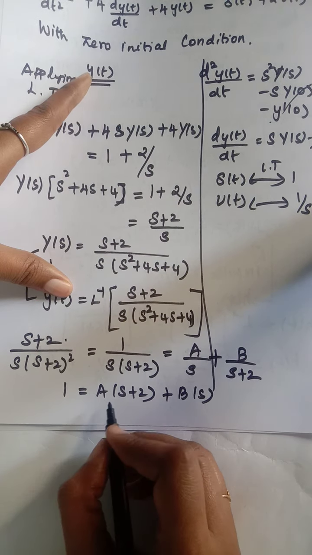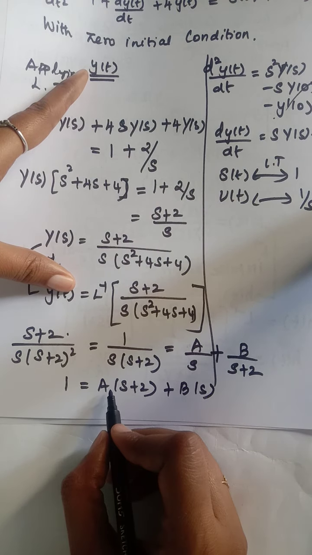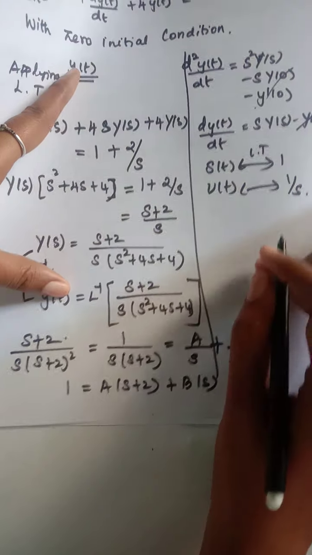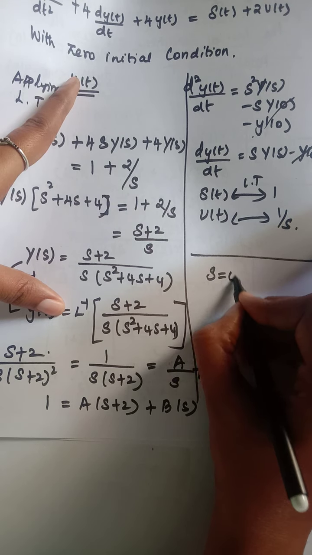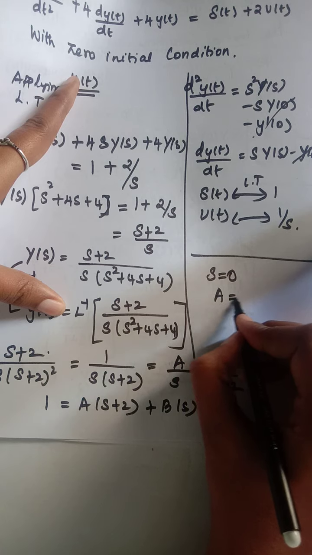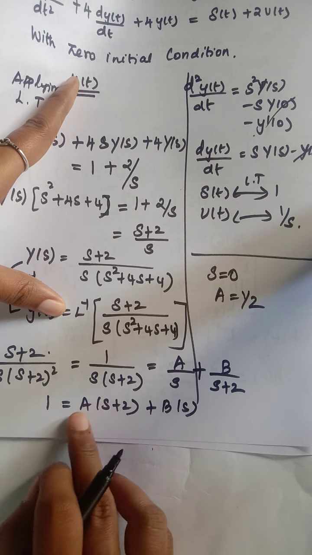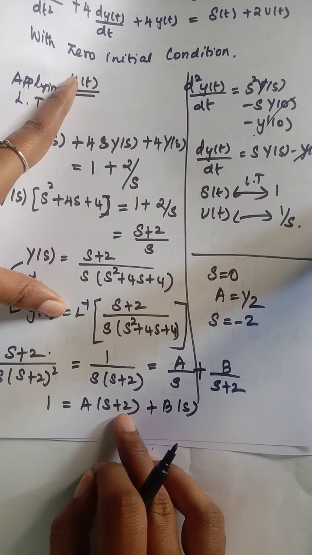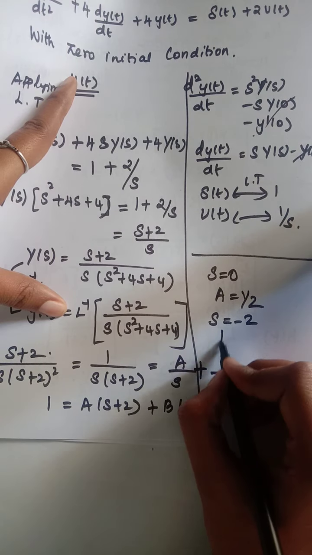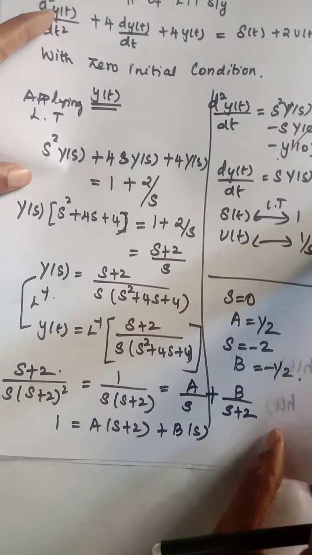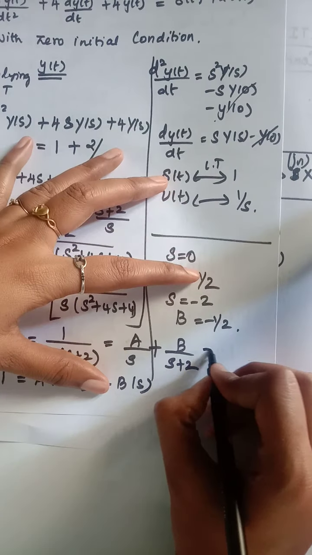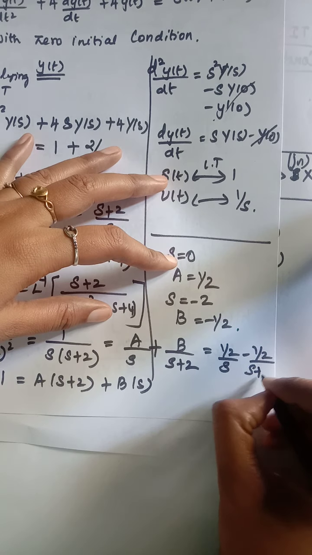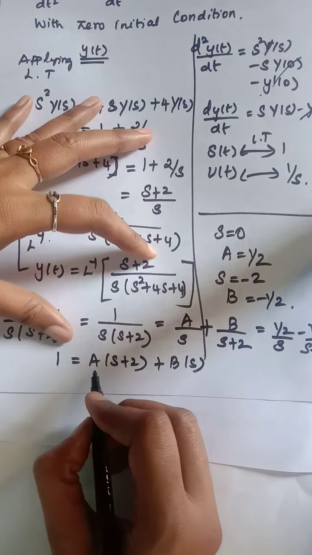So first we need to find out the partial fraction. By applying partial fraction, we need to find out the values of a and b. When you apply s is equal to 0, what you will get is a equal to 1 by 2, since 2a is equal to 1, so a equal to 1 by 2. Next when you apply s is equal to minus 2, this will become 0, so b will become minus 1 by 2. So this can be written as 1 by 2 by s minus 1 by 2 by (s plus 2). Now take the inverse Laplace transform for this.